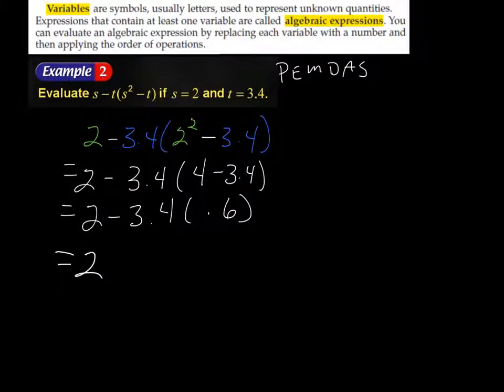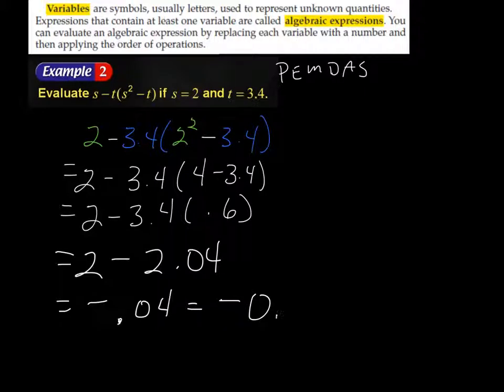Using a calculator, 3.4 times 0.6 is 2.04. And the last thing I have to do is subtract, so 2 minus 2.04 is going to be negative 0.04. Now you can see the purpose in the book. They're going to write negative 0.04. So that 0 serves no purpose mathematically, but it helps the decimal show up better.